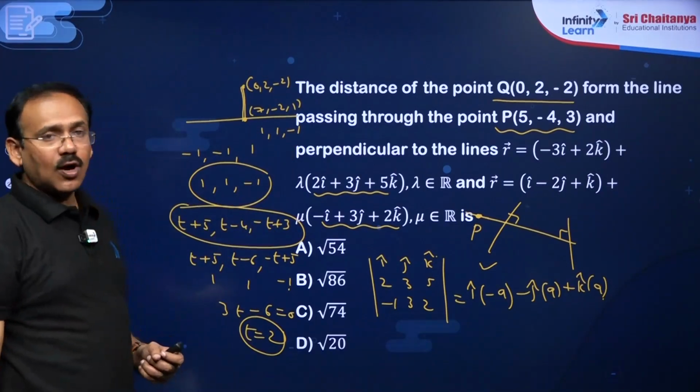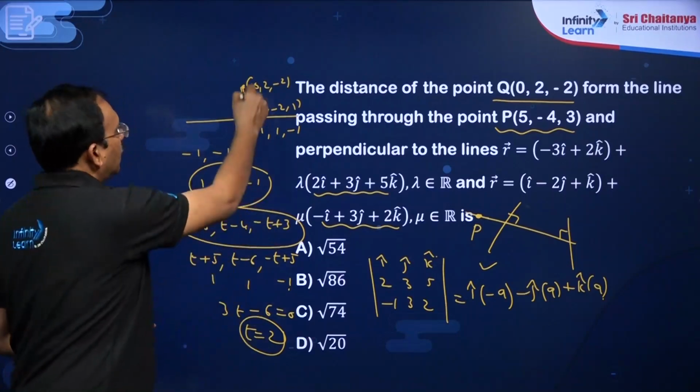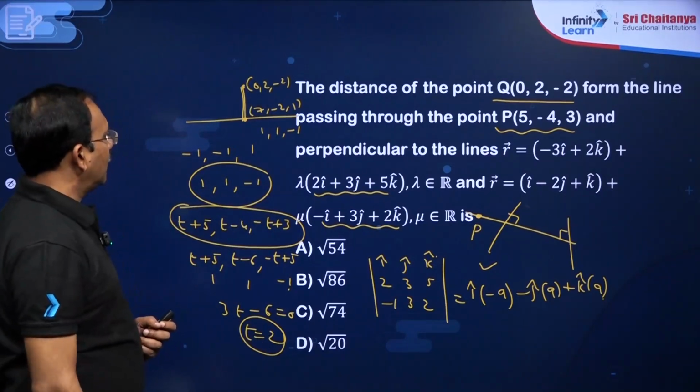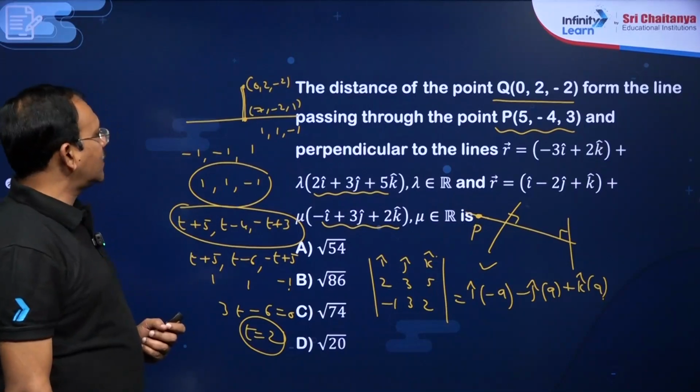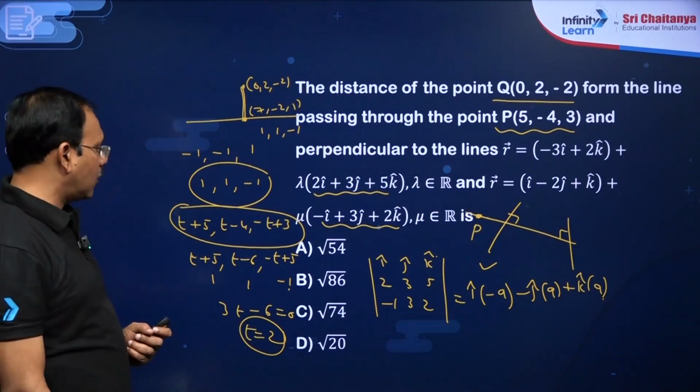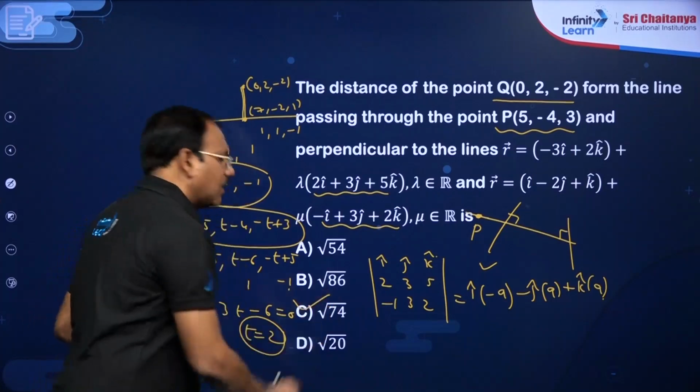So, finally, you got the foot of the perpendicular. Find the distance: 49 plus 16, that is 65, plus 9, 74 under root. So, option C is the right answer.